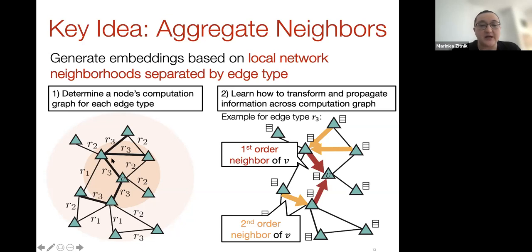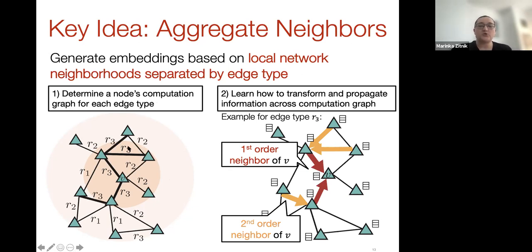And in that 2-hop neighborhood of node V, we see that V interacts with a variety of other drug nodes through different kinds of interactions, R2, R3, R1, and in turn, the first order neighbors of V have their own interacting nodes. So the idea here is to determine nodes' computation graphs. For every node, we examine this local network neighborhood, and we get a computation graph for each edge type. So for R1 separately, for R2, for R3, and so on.